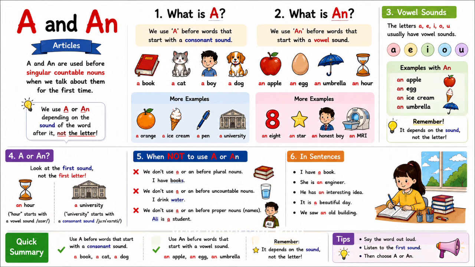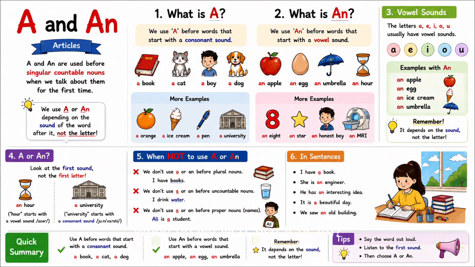Very important rule. Don't look only at the first letter. Listen to the first sound. For example, a university. Why? Because university starts with the U sound. The first sound is a consonant sound. So we say a university, not an university. Another example. An hour. The H is silent. The first sound is "our". So we say an hour.